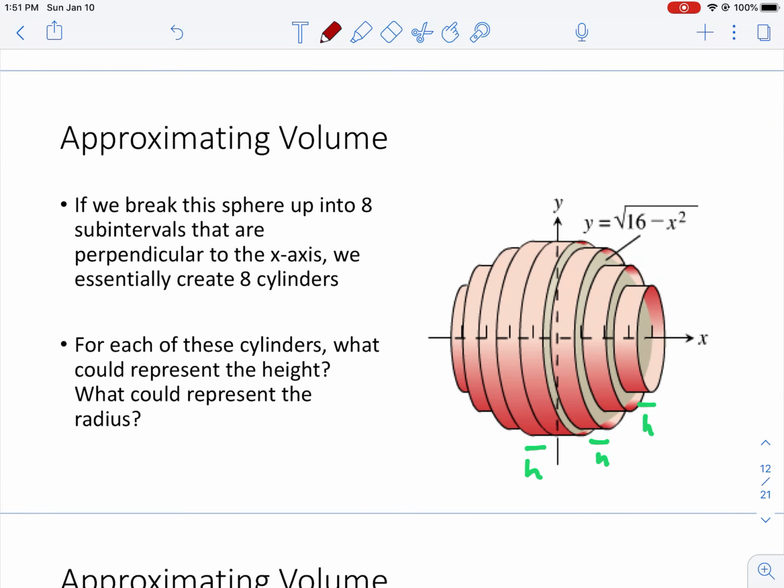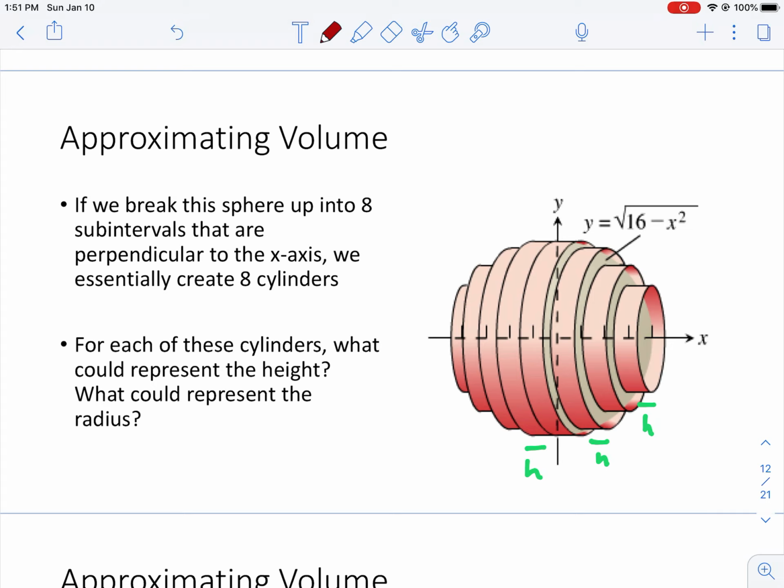Now, to approximate its volume, we're going to do the same thing we did up above, which is slice it into pieces, but now those pieces have to be three-dimensional. One way that would be useful to do this is to slice it into cylinders or discs. We decided to slice it into 8 subintervals, so we're going to be creating 8 cylinders, and we're going to add up their volumes to see what the approximation would be.